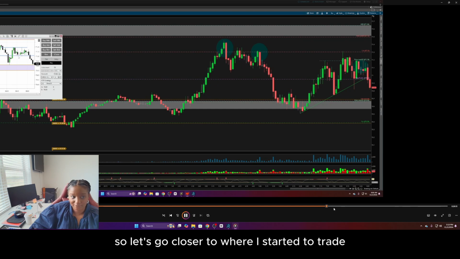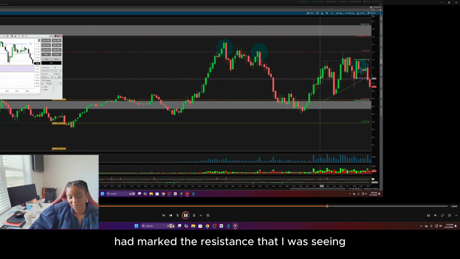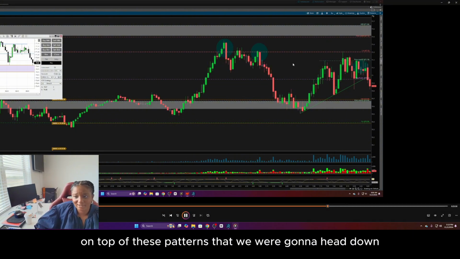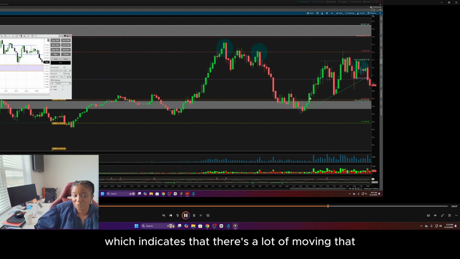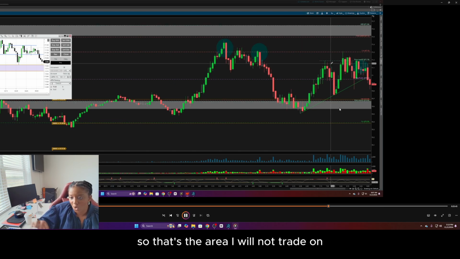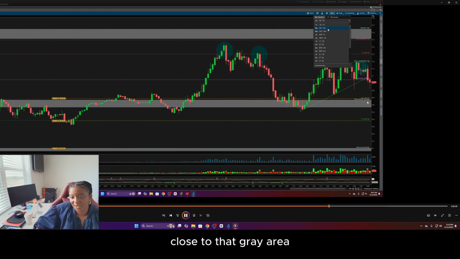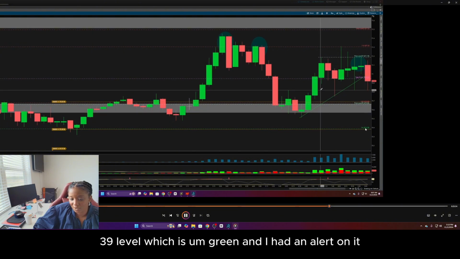So let's go closer to where I started to trade. As we look on the left-hand side of the screen as well, we see where even on the 2-minute chart I had marked the resistance that I was seeing. So it was definitely a lot of confluences on top of these patterns that we were going to head down. But I have this gray zone here, which indicates that there's a lot of moving that had happened in this area. So that's an area I will not trade within. And since it was already making its move close to that gray area, I wanted to see my next level of entry, which was right here, the 70.39 level, which is green, and I had an alert on it.